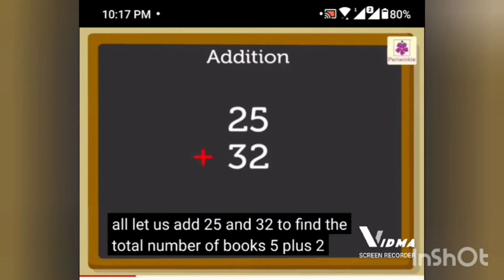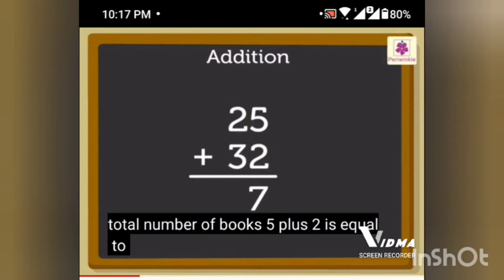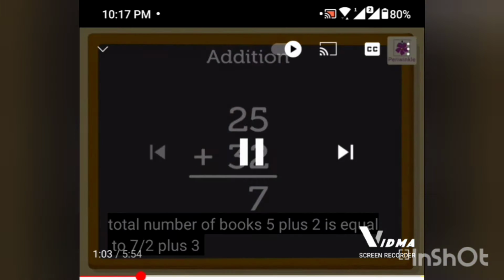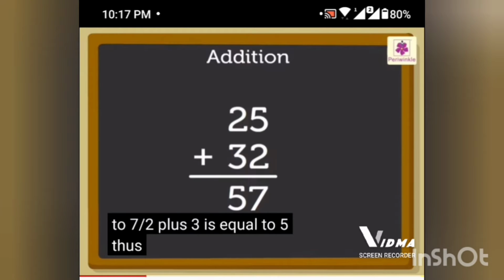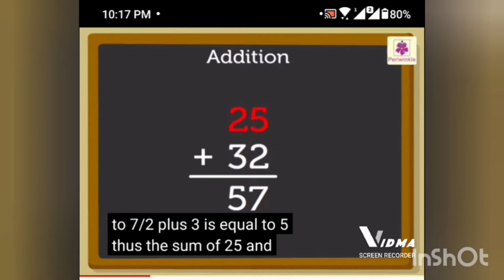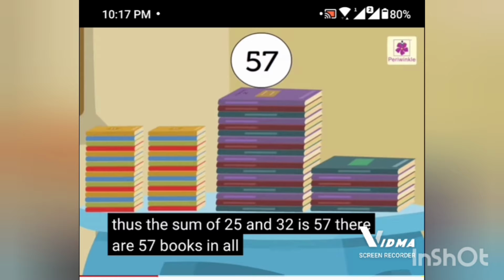Let us add 25 and 32 to find the total number of books. 5 plus 2 is equal to 7. 2 plus 3 is equal to 5. Thus, the sum of 25 and 32 is 57. There are 57 books in all on the table.